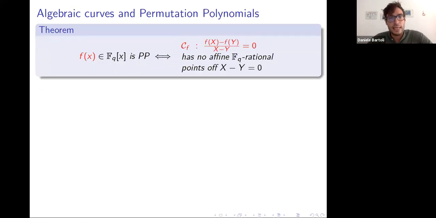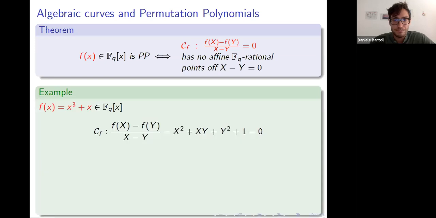So let's come back again to our toy examples about permutation polynomials, so we can rephrase what we said at the beginning in this way. f(x) is a permutation of F_q if and only if this curve here in red, C_f, which I didn't mention is actually a polynomial, since it's written as a rational function but the numerator is divisible by the denominator, has no affine F_q rational points outside the line x equal to y.